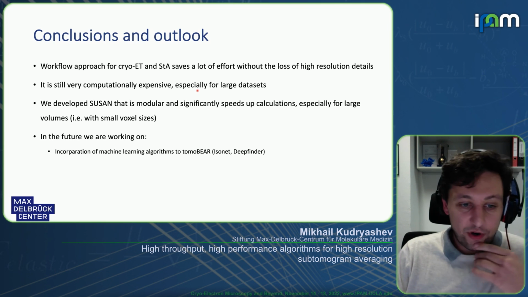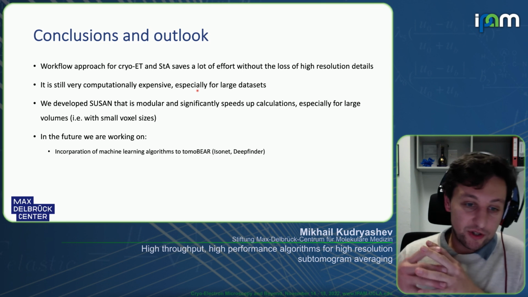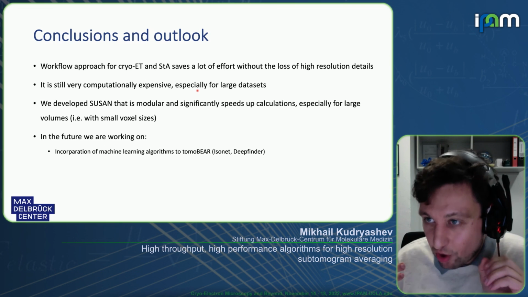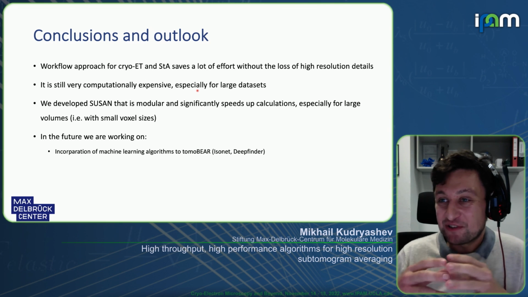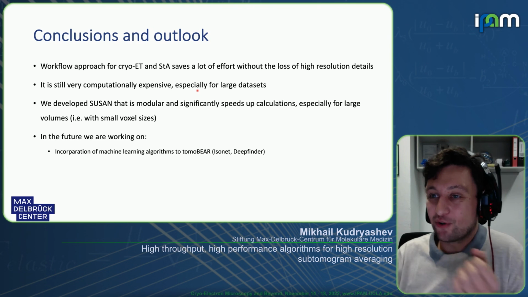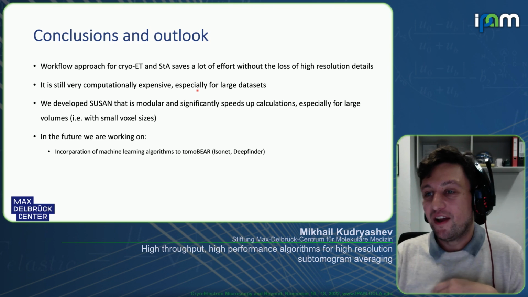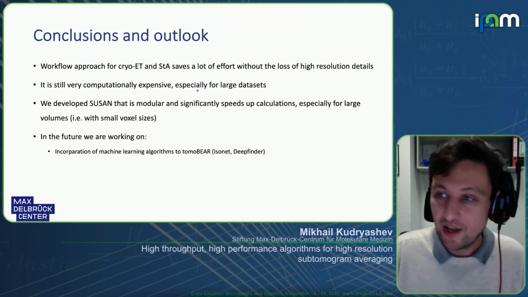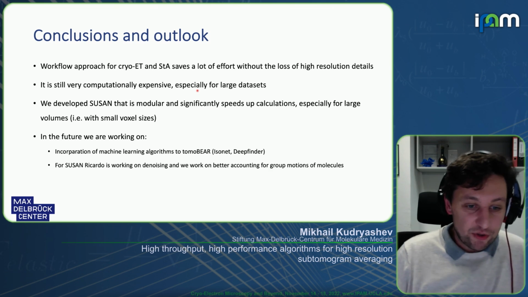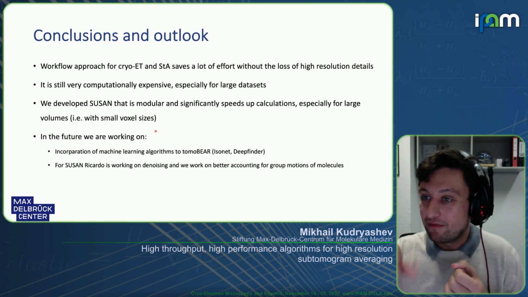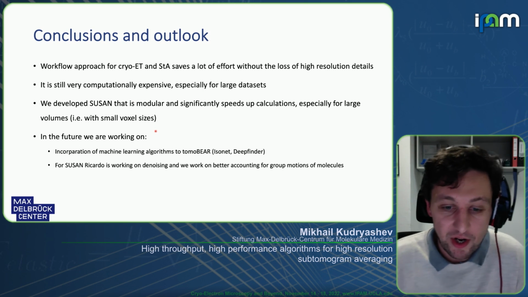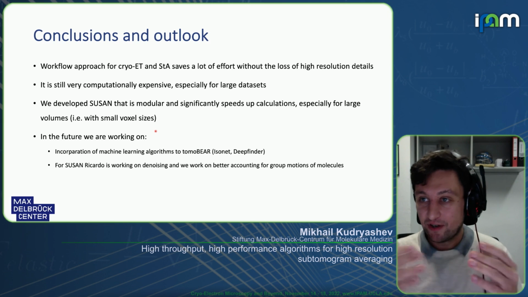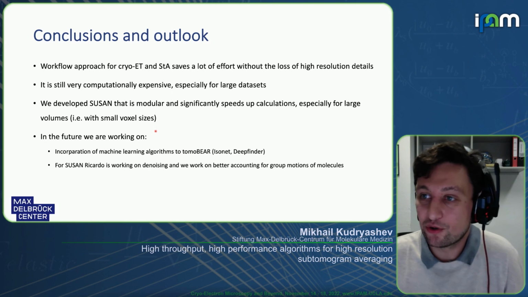Right now and in the future, we'll be working on incorporating more machine learning tools into TomoBEAR. We think that TomoBEAR or other workflows can produce good learning data sets for further training neural networks. And then, for example, you can train your neural network on 10% of data and run it on 90% of data. That would be very, very sweet. And for Susan, Ricardo is working on better denoising for map production, and we work on better accounting for group motions of particles when they're exposed to electrons.